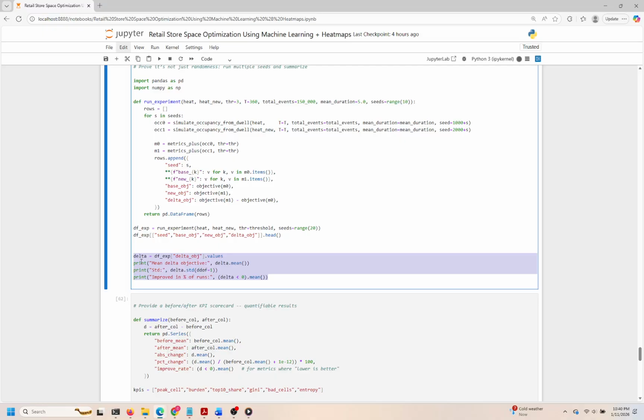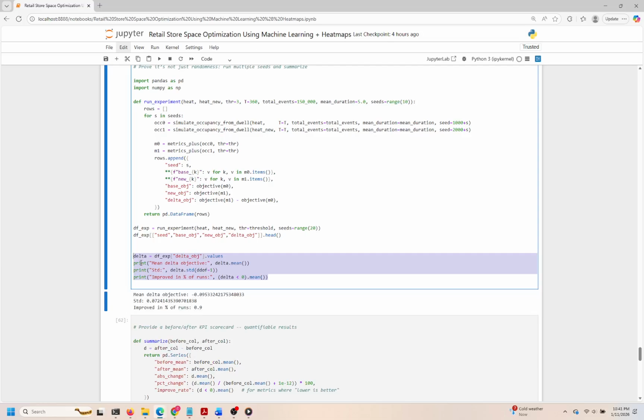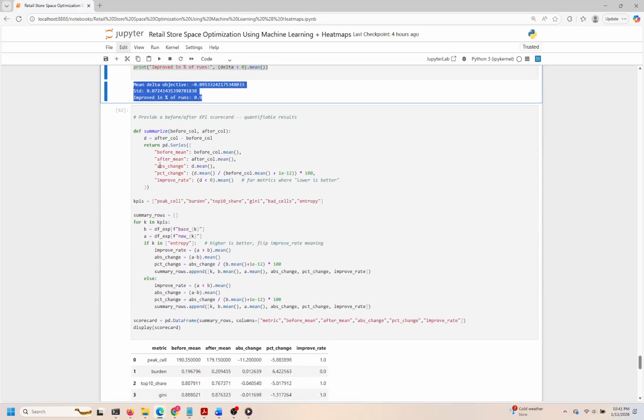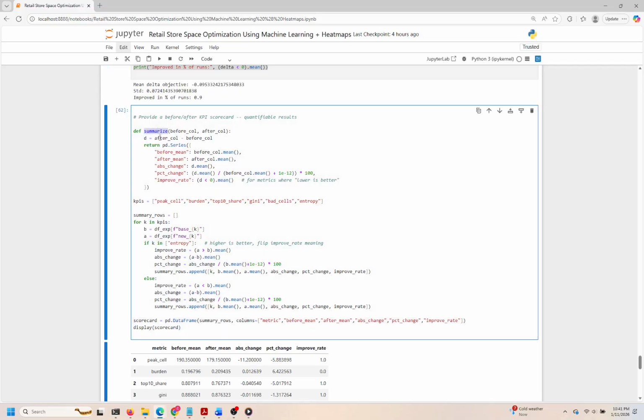Cell 17. In this cell, we're creating a KPI scorecard that summarizes the before and after performance of several key metrics. This is vital for assessing the impact of any changes or interventions we've implemented, allowing us to make data-driven decisions going forward. The function defined here, summarize, calculates several critical statistics for the metrics we want to evaluate. It takes two columns as input, one representing the baseline metrics and the other capturing the new metrics after changes. The function computes the mean values for both periods, the absolute change between them, and the percentage change, which gives insight into growth or decline.